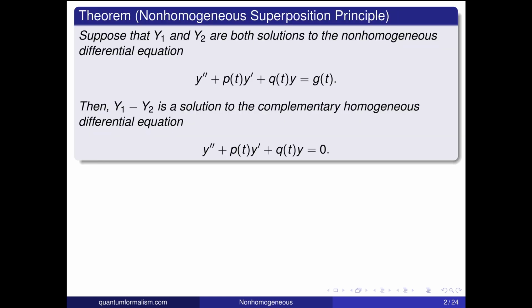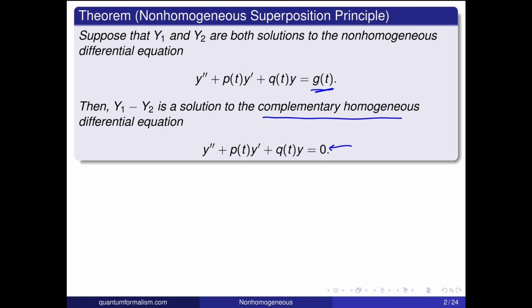Okay, so the first thing we'll do is the superposition principle for non-homogeneous equations. And the proof is basically the same as the superposition principle we did for homogeneous equations. So what this one will say is if you have two solutions to the same non-homogeneous differential equation, so we have the same g of t here, then if you subtract them, that will be a solution to what's called the complementary homogeneous differential equation. And that's where you replace the g of t on the right-hand side with a 0. So the left-hand side's the same.